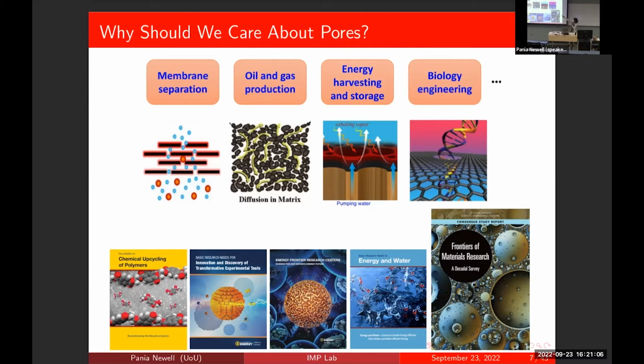Another thing is energy harvesting. Different types of energy harvesting rely on the porous system, and biological engineering. I have oil and gas there. In the older generations, oil and gas was heavily based on the movement of the gas in the porous system. These days, oil and gas is moving away. It's not going to go away forever, I guess, but it's being replaced by geothermal systems, which also rely on the porous media. So coming from the Department of Energy, these are the reports that I've been following.